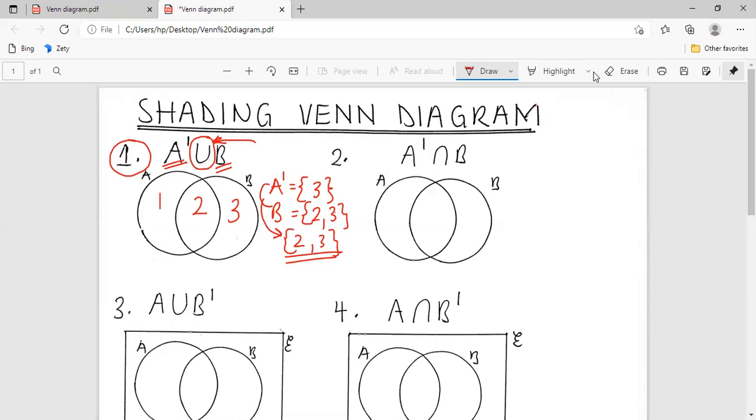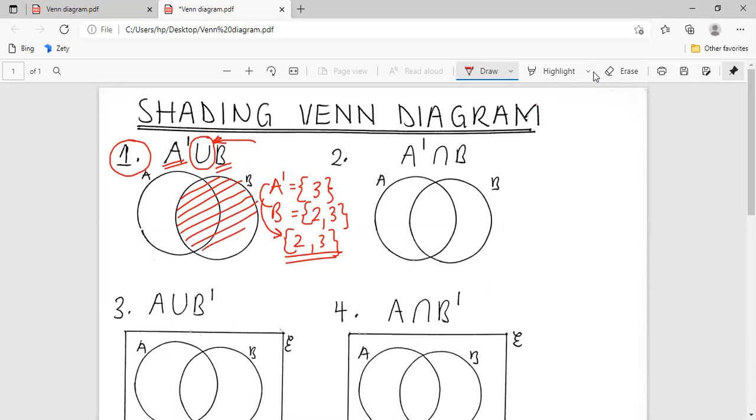By using the set notation, this means we are required to shade chamber 2 and chamber 3. This is how we can shade using set notation. So after knowing chambers 2 and 3, we remove the numbers and we shade. This will be our answer for number 1.